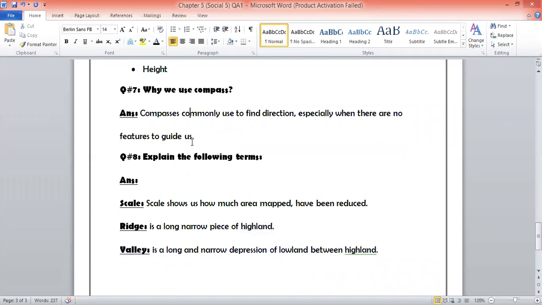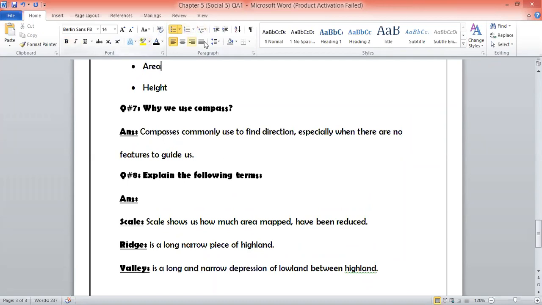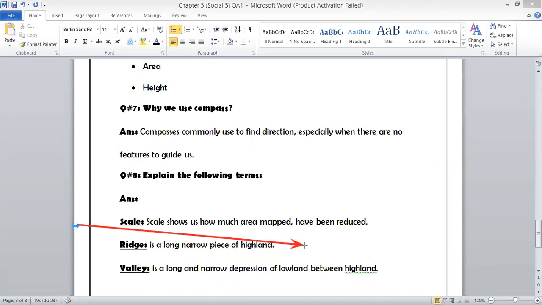So basically, in this question number 8, there are some points. If we say, what is ridge? The answer is, ridge is a long, narrow piece of highland. If we ask, what is scale, or define scale, scale shows us how much area mapped have been reduced. If we ask, what is valley? Valley is a long narrow depression of lowland between the highland. So ultimately, these are the terminologies which are used to define different things. So we wrote it in the question number 8.